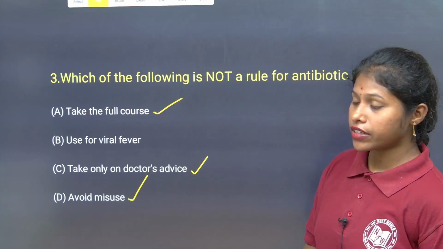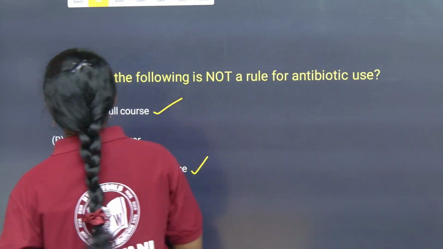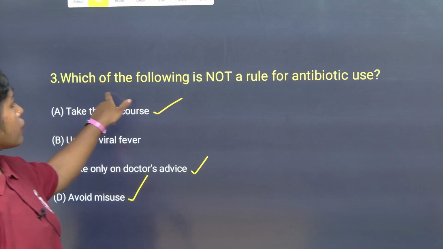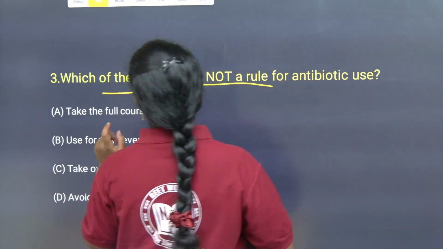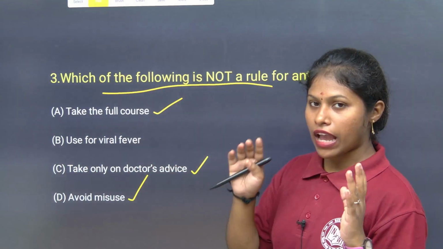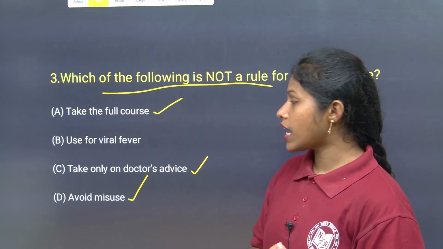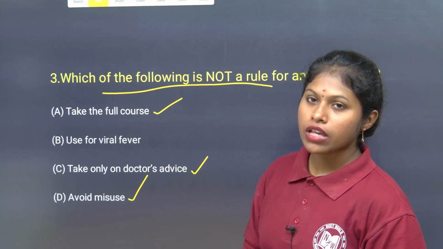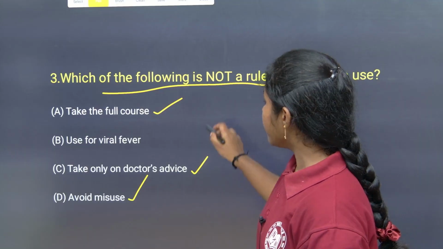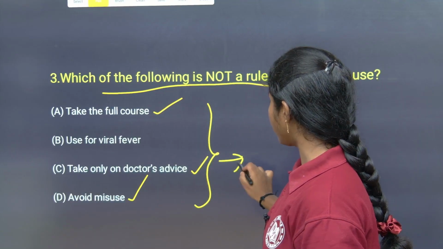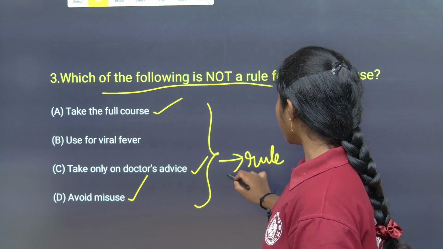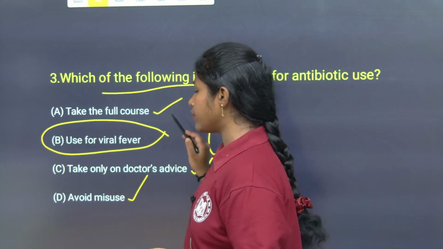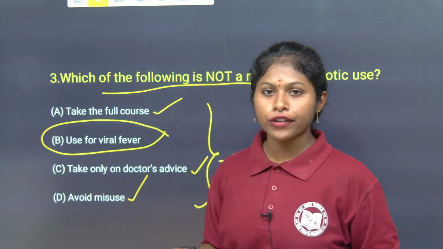Use for viral fever is option B. They are asking which of the following is not a rule. Not a rule means we have to analyze which are the rules you have to follow. Take the full course, which should be mandatory, avoid misuse, and take only on doctor's prescription are the 3 pieces of advice we have to follow when using antibiotics. Using antibiotics randomly for fever without a doctor's prescription is what we should not do.